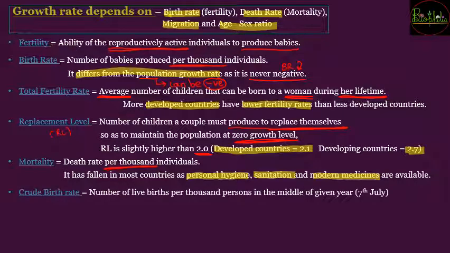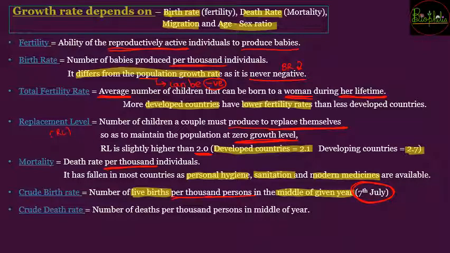Next is crude birth rate. So crude birth rate is the number of live births. So number of live births, again this is a parameter that is calculated per 1,000, and important, it is done in the middle of the given year. So middle of the year, that is about 7th of July of each year. So 7th of July के time पे the number is calculated for the live births that can give the crude birth rate.